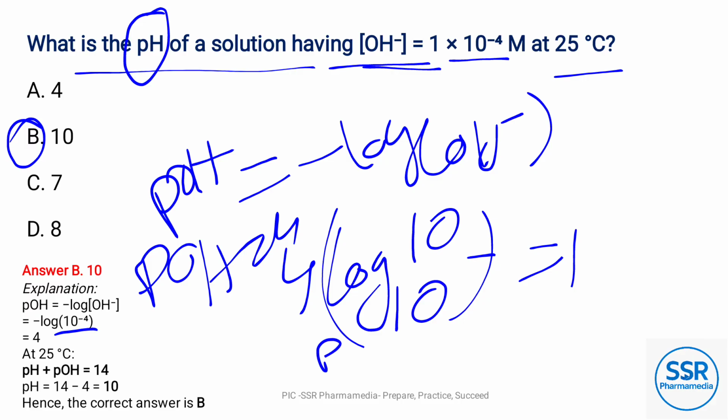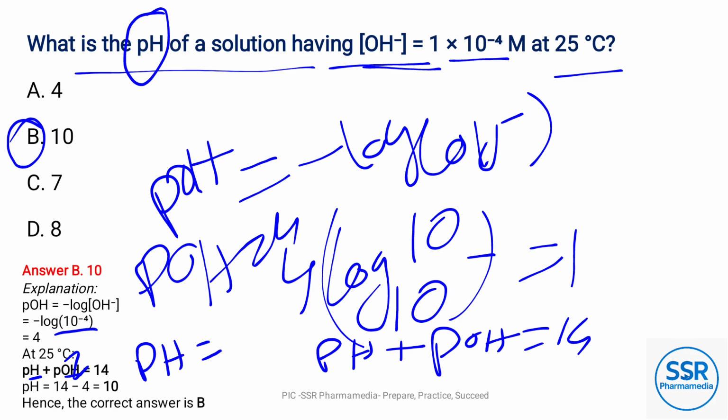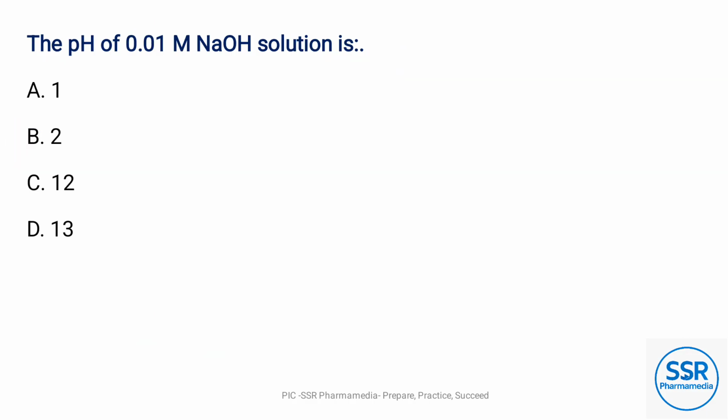But we want to determine the pH. So pH plus pOH is equal to 14. In the solution, the H plus ion and OH minus ion together give 14. We will substitute the pOH we have already determined, so instead of pOH we substitute 4. pH is equal to 14 minus 4, which gives 10. So the answer is 10, option B.